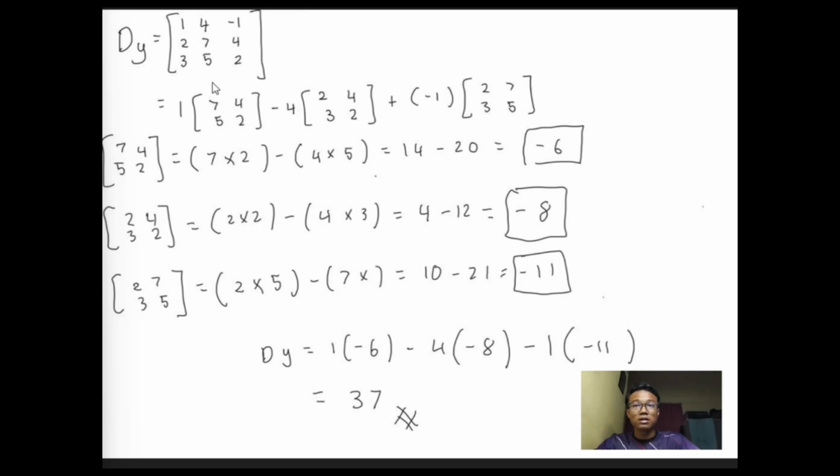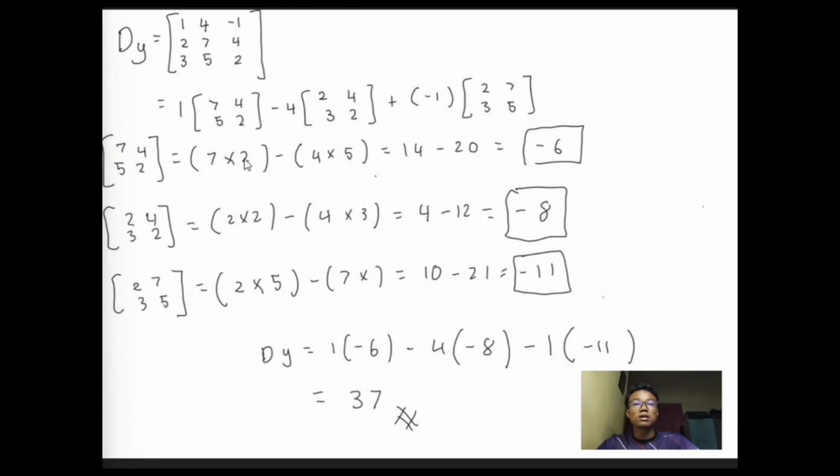First, to solve it, we will expand the determinant using the first row. As we can see here, 7, 4, 5, 2. So, equals 7 times 2 minus 4 times 5. And we got 14 minus 20, that equals negative 6.